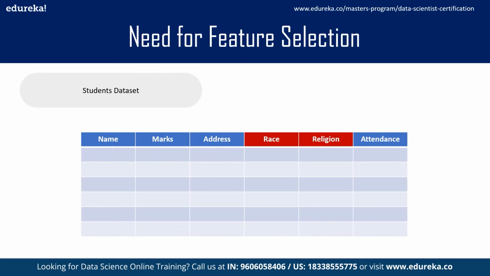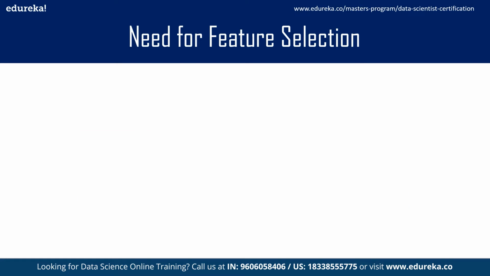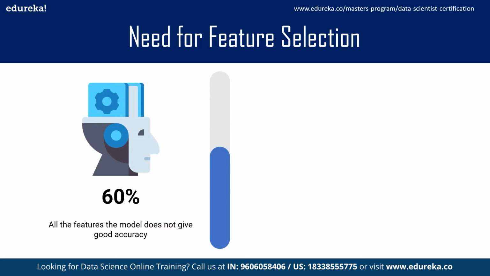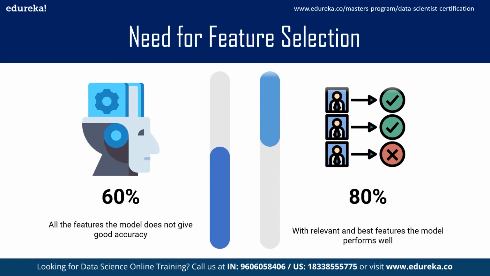This is a very simple data set. Now assume that I feed all the features and train the model, which gives me 60% accuracy. And suppose I train the model giving only the best features, it gives me 80% accuracy. So it is with just the relevant and the best features that the model gives me good performance. We will see how this really performs with a practical demonstration shortly.